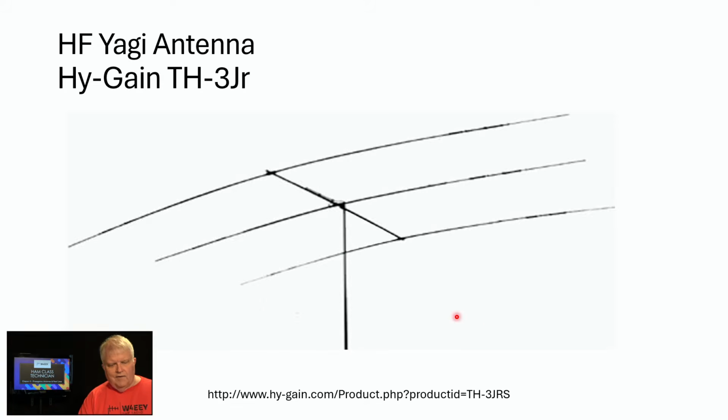This antenna is for HF, for high frequencies. It's a tri-band antenna for 20 meters, 15 meters, and 10 meters. And this is horizontally polarized. So again, it's got a driven element here in the middle, a director, a shorter antenna in the front, and a reflector out in the back.